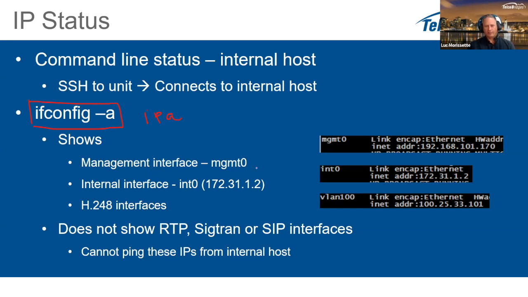And it can show the host interfaces. So you will see management 0, you will see the H248 interface, and we use a special internal interface to connect to the telecom unit. And you can see if that one is up as well. However, if you do ifconfig or IPA, it will not show the RTP or the SIGTRAN interfaces from the system because these are not residing on the internal host. It's residing on the telecom portion of the system.